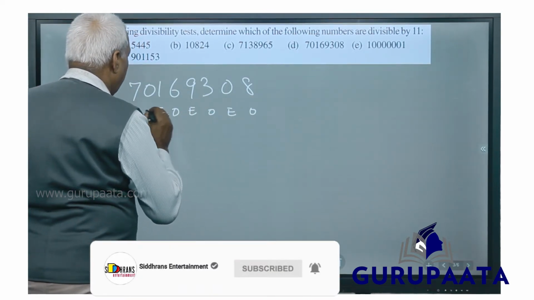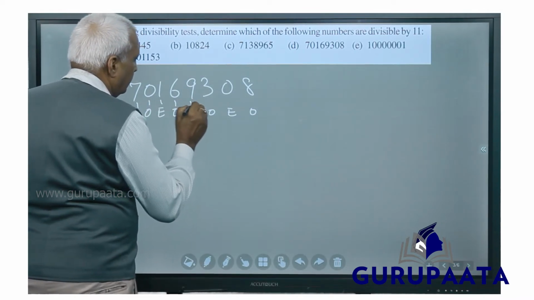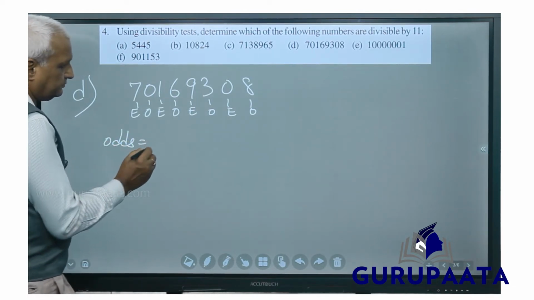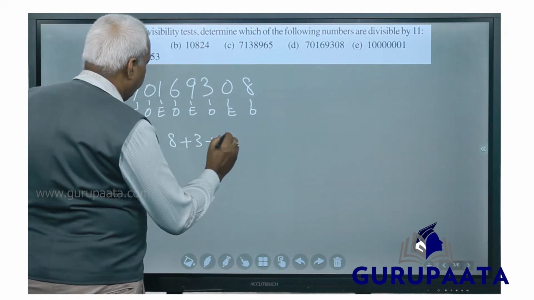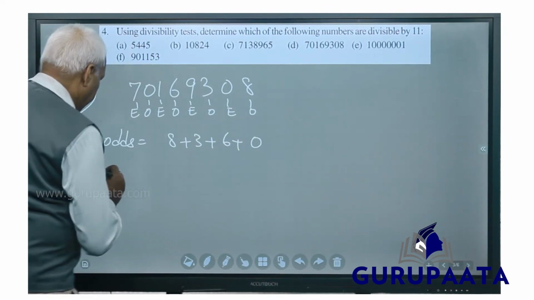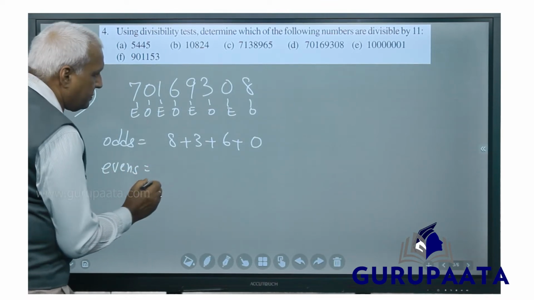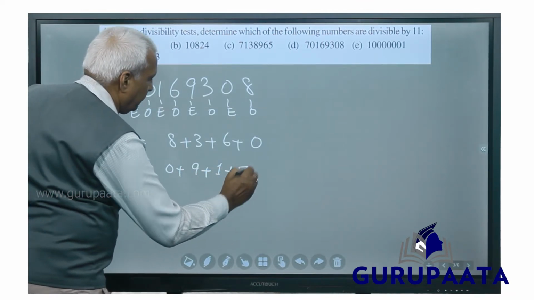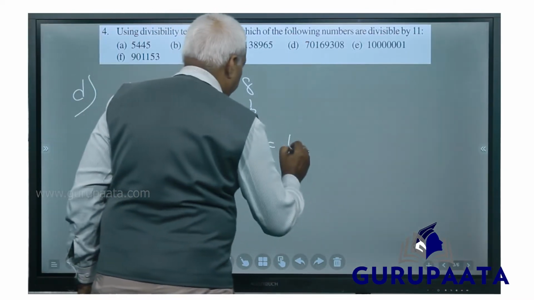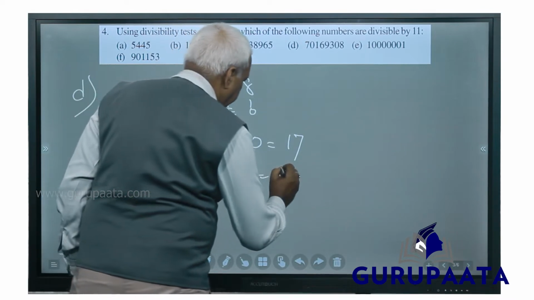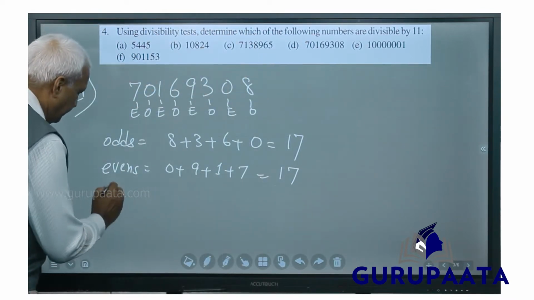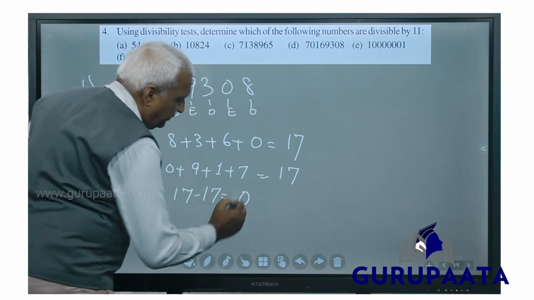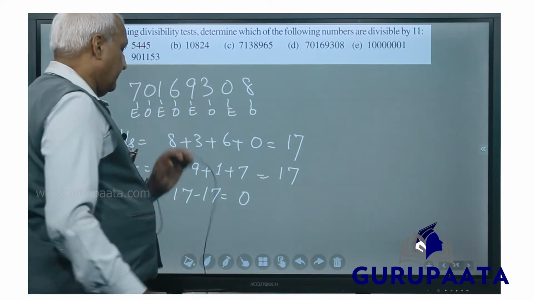7, 0, 1, 6, 9, 3, 0, 8. Odd, even. Odds: 8 plus 3 plus 6 plus 0. Evens: 0 plus 9 plus 1 plus 7, 17. So difference: 17 minus 17 is equal to 0. So this number is divisible by 11.